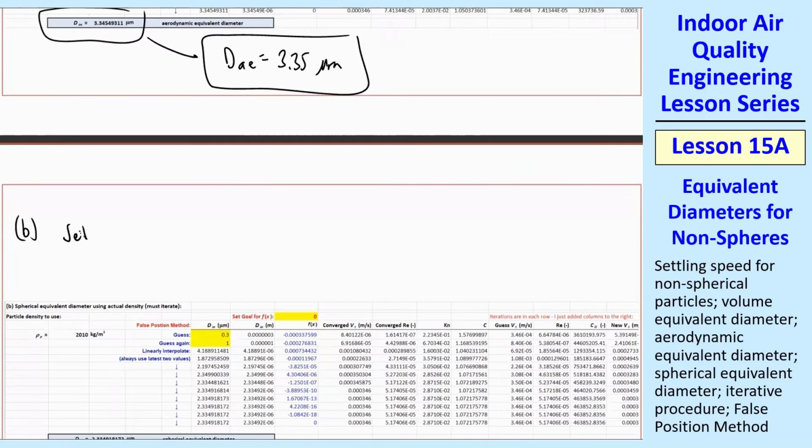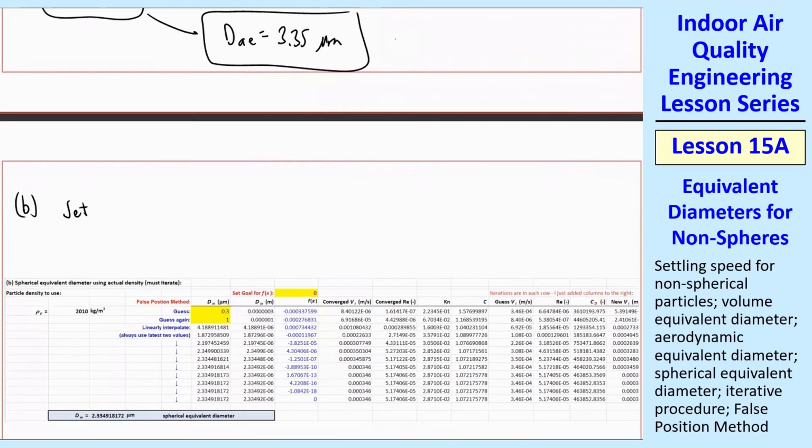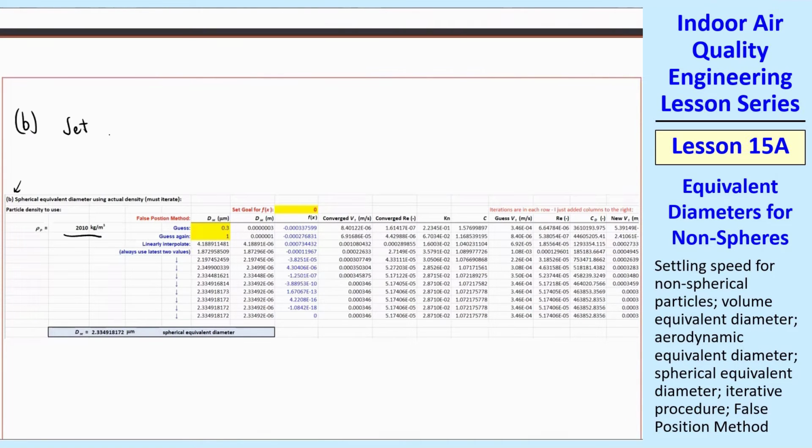For part B, I copied and pasted this entire set of calculations here and just changed the title. The only difference is I set rho equal rho p, the actual density, so I do that here. And I just copied and pasted everything from the previous set of calculations, and you could see it also converges very rapidly.